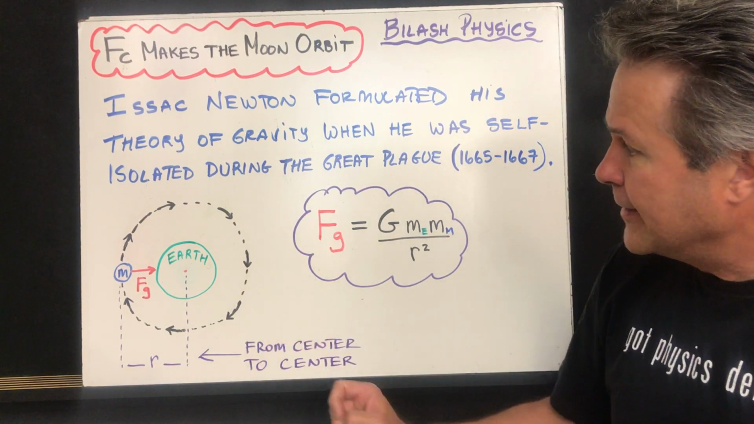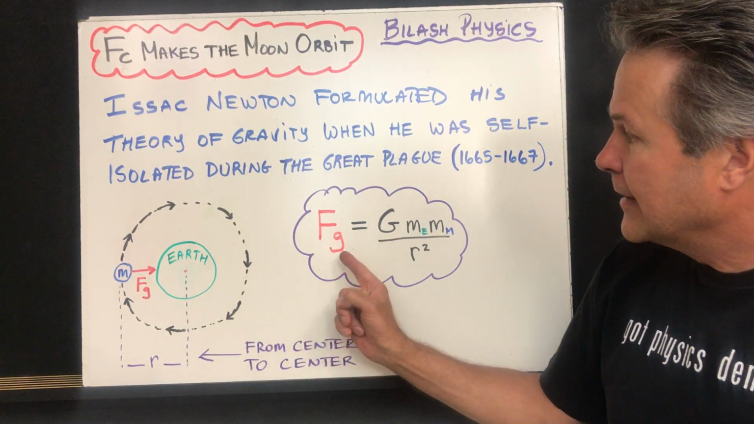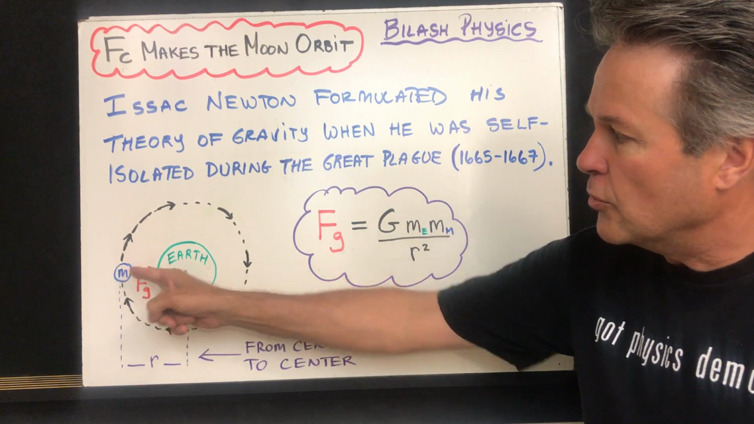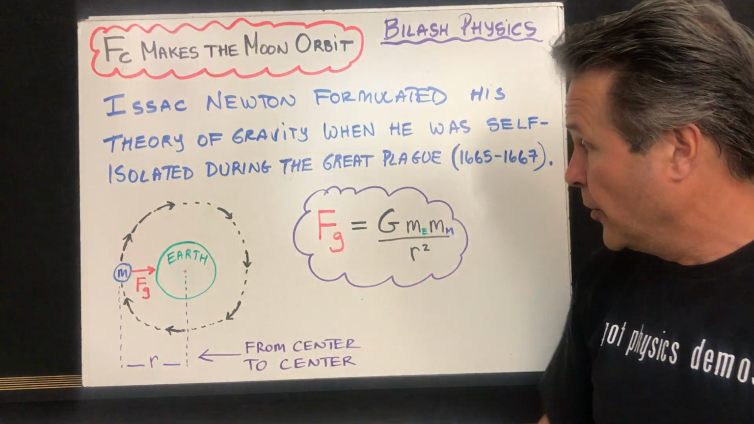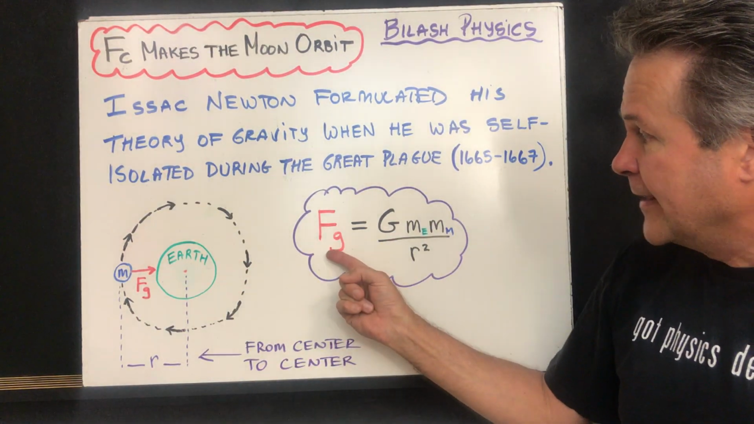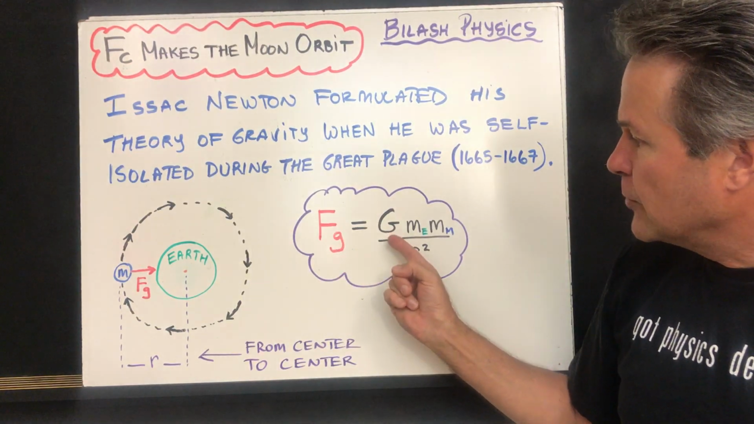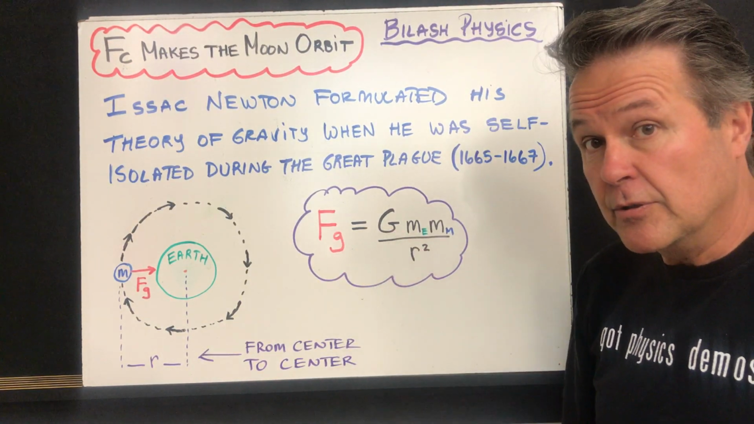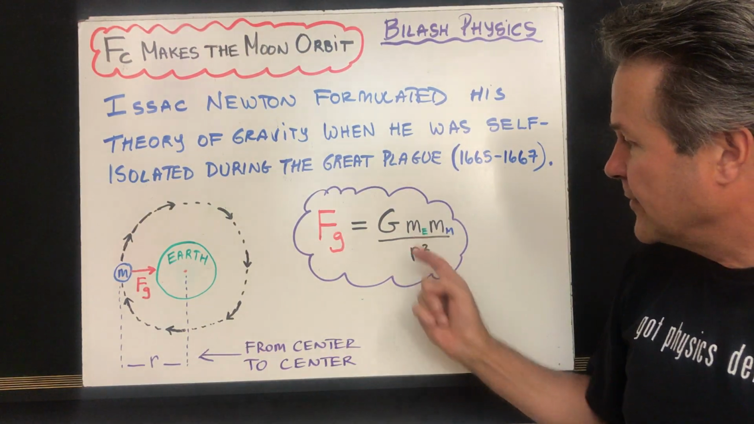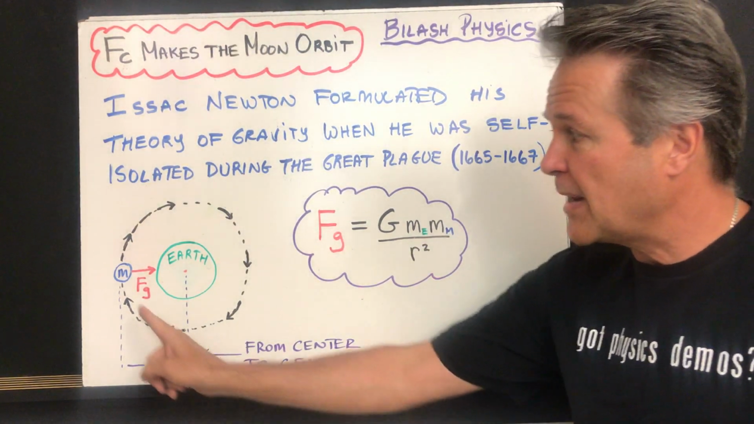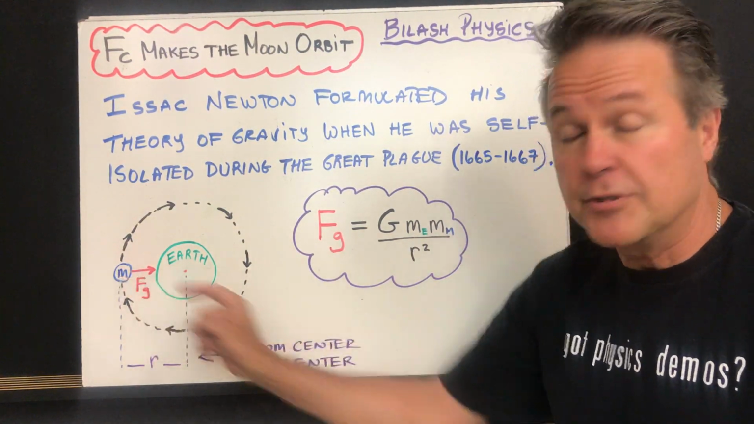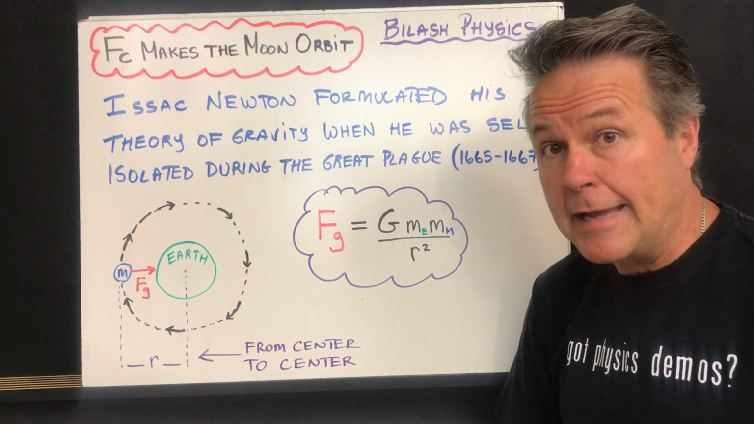Newton said that gravity is what holds the moon in orbit around the Earth, and he came up with the formula that the gravity is equal to big G, the universal gravity constant, times the mass of the Earth and the mass of the moon, divided by the distance between the centers of the two celestial bodies squared.